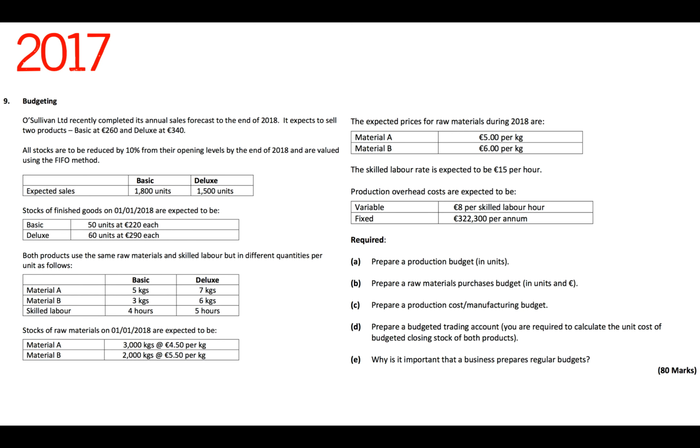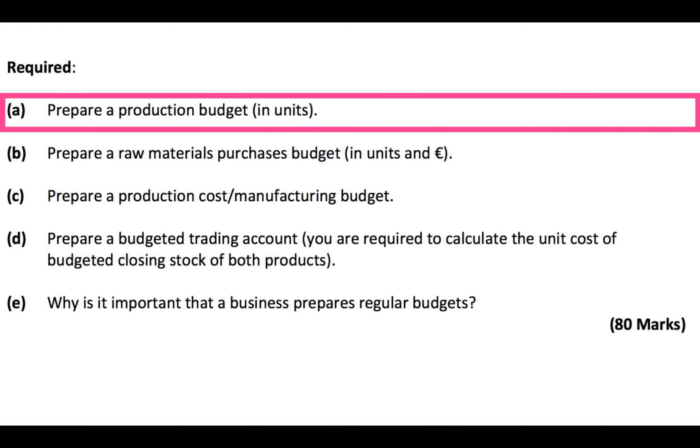Required: A. Prepare a production budget in units. B. Prepare a raw materials purchases budget in units and in euro. C. Prepare a production cost manufacturing budget. D. Prepare a budgeted trading account. You are required to calculate the unit cost of budgeted closing stock of both products. And E. Why is it important that a business prepares regular budgets? So that's the question there. It should take you no longer than 36 minutes to do it and it's 80 marks, so 20% of your overall exam.